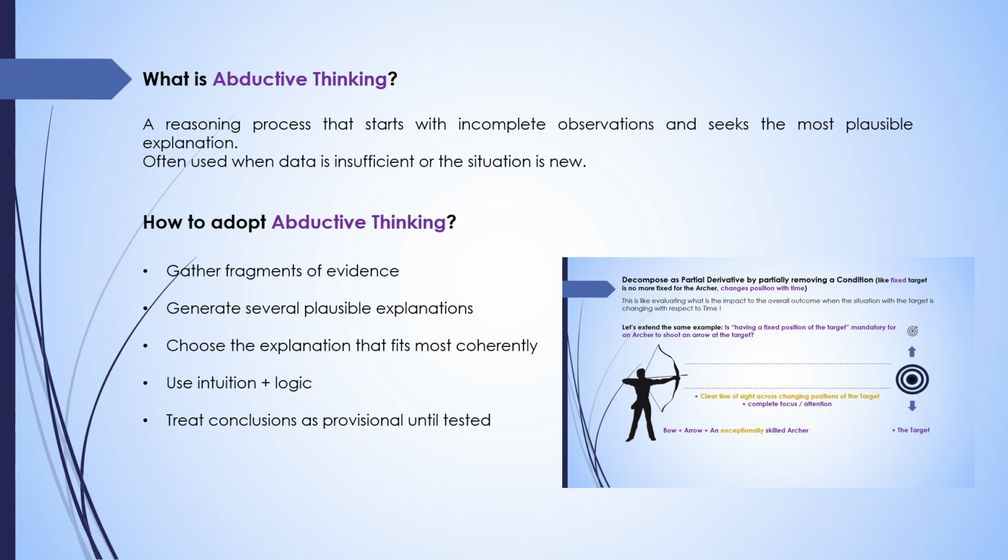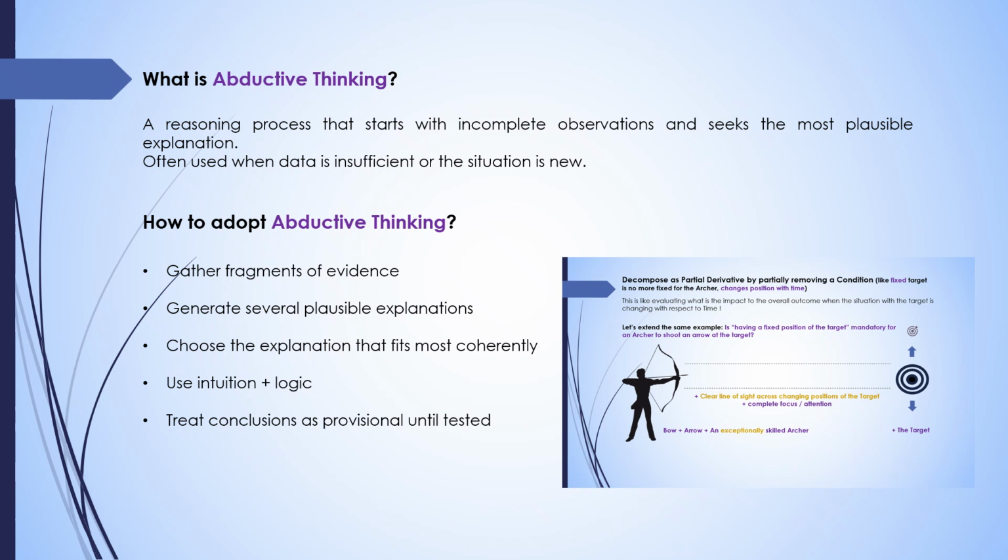Crucially, abductive conclusions are never treated as final. The archer shoots, observes the outcome, and adjusts. Each decision remains provisional, open to correction as new evidence appears.